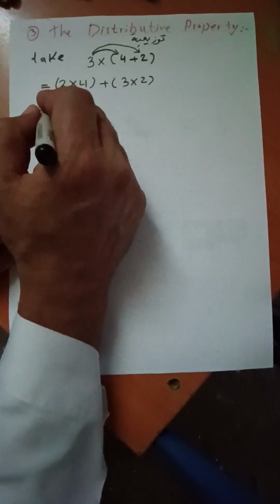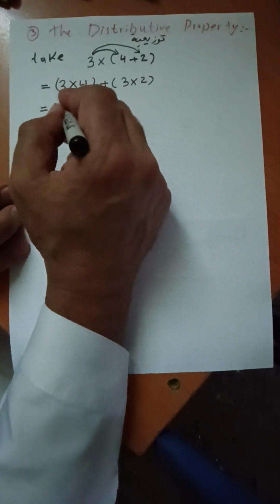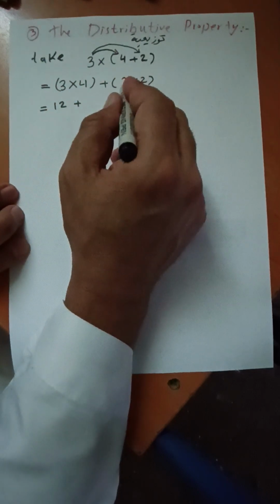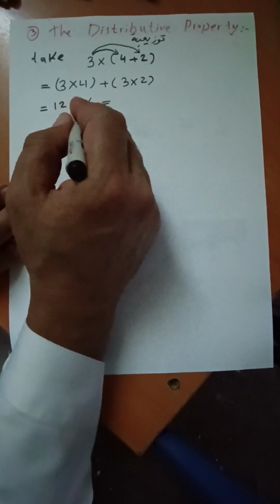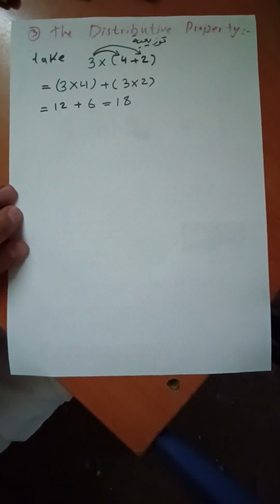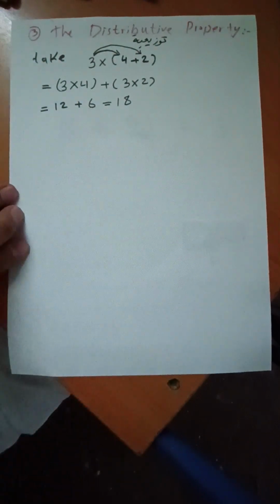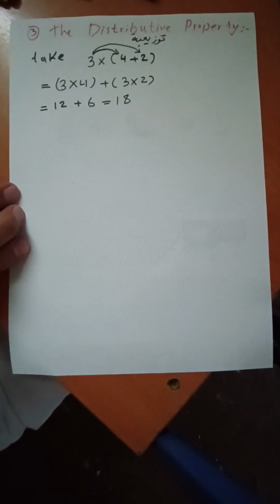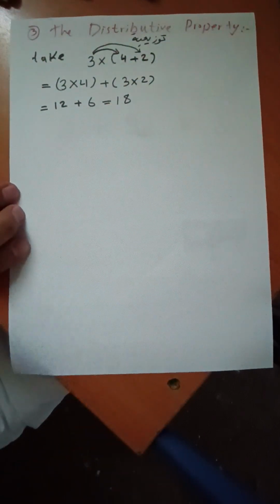Hope you got it. Now, look at me, honey students. 3 times 4 equals 12, plus 3 times 2 equals 6. 12 added to 6 is 18. Okay? Honey students, this is called the distributive.